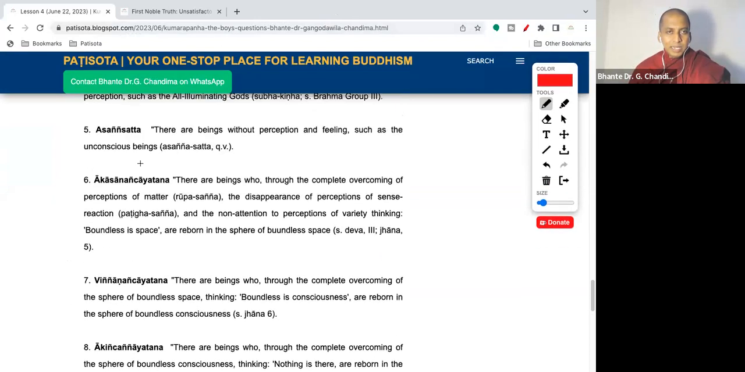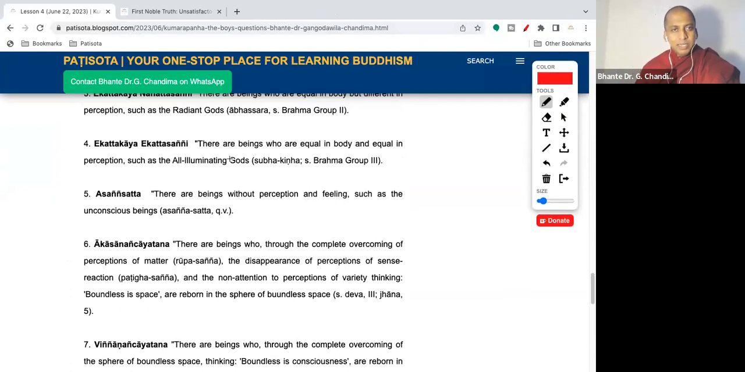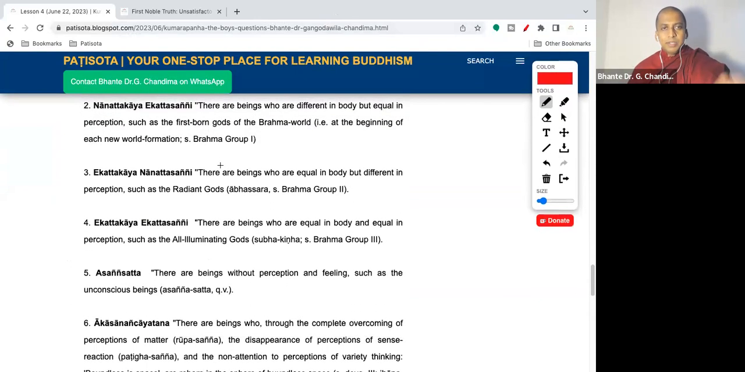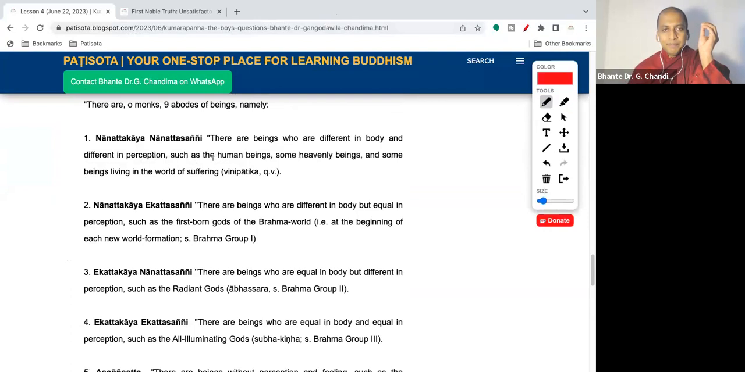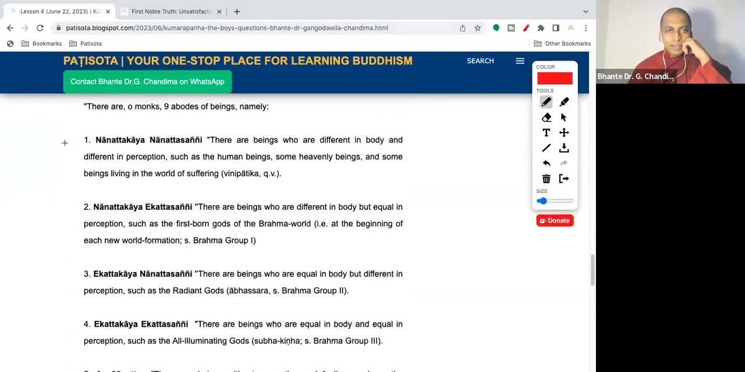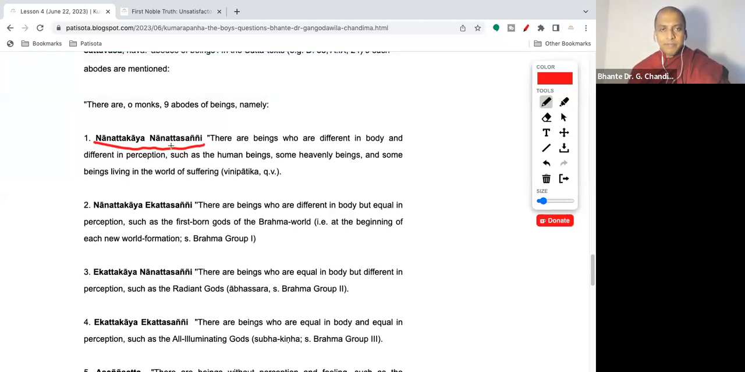They have particularly looked at the shape of the body and the shape of your perception. Nanatta kaya, nanatta sanni. Different bodies, different perceptions. Human beings, some heavenly beings, and some of the apaya beings. Because we now see we have different bodies, right? Not all of us are alike, right? Unless we are twins. So we have different bodies, different perception.